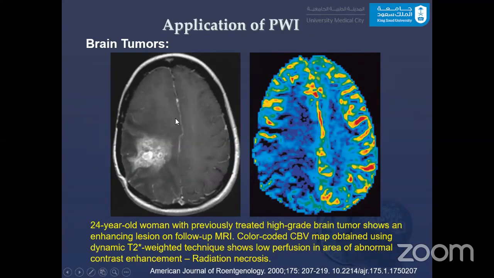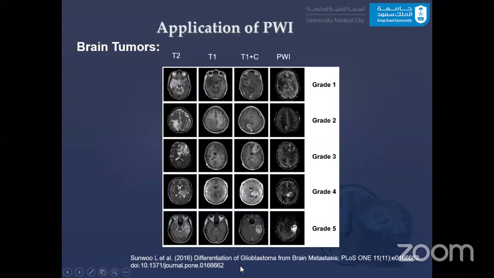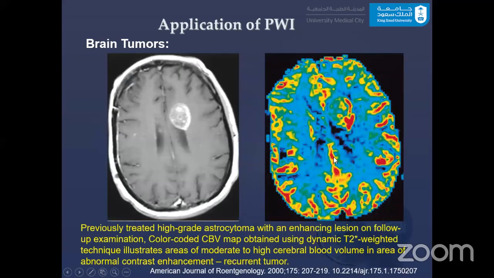rate. So this is an example of a 24 year old woman with a previously treated high-grade brain tumor, which is a new enhanced lesion, as we can see in the follow-up MRI. The colored cerebral volume map doesn't show much high cerebral volume, which means that's inferred to be radiation necrosis. Again, as you can see, grading of tumor can be seen from the perfusion weighted images. As we go higher in the grade, we'll see more perfusion.